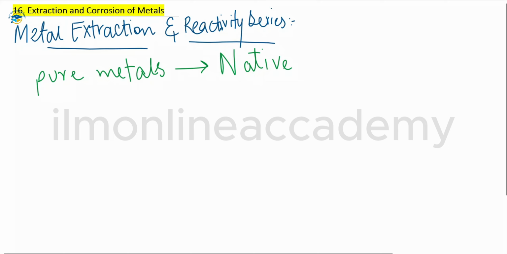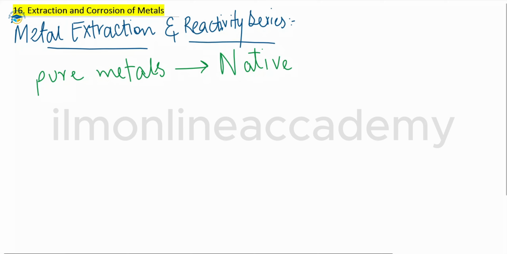Most of the metals exist in our earth crust, and some metals exist in a pure state in nature. We have many examples of pure metals that exist in the pure state, and we also call them native metals. For example, we have gold and silver. These metals exist in a native form, or in the pure form, so we don't need to extract them from any other things.